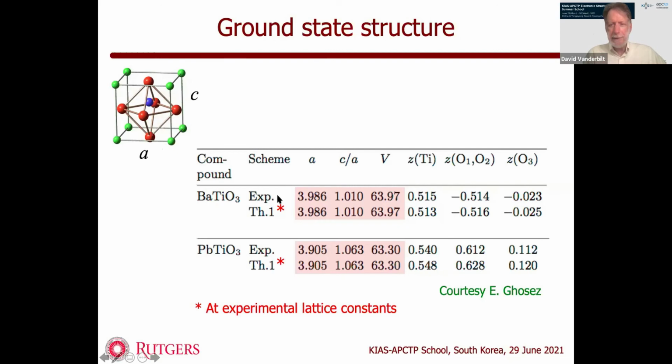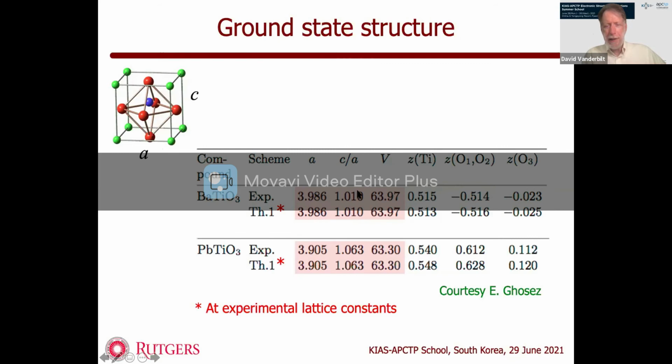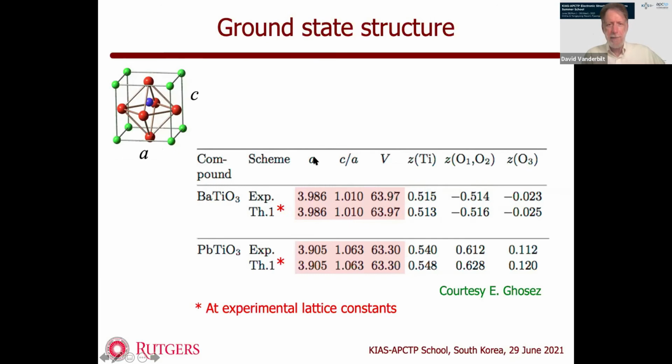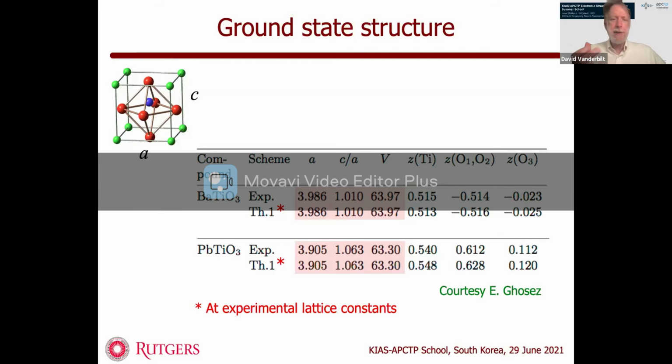The experimental numbers are given in the top row, and the theoretical numbers are given in the bottom row. The three lattice constants in this calculation were fixed to the experimental A and C and volume. You don't get very different results, but it turns out that lattice constants are underestimated a little bit in ordinary DFT, and overestimated a little bit in gradient corrected DFT.